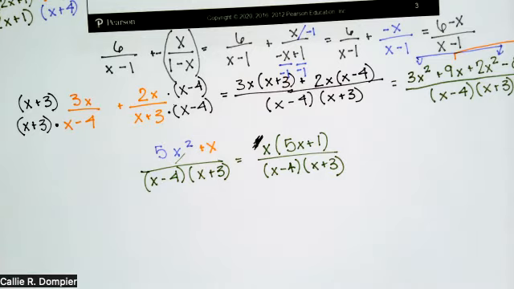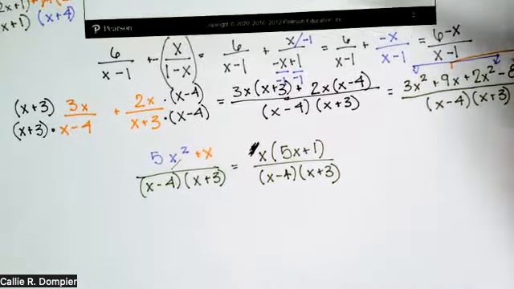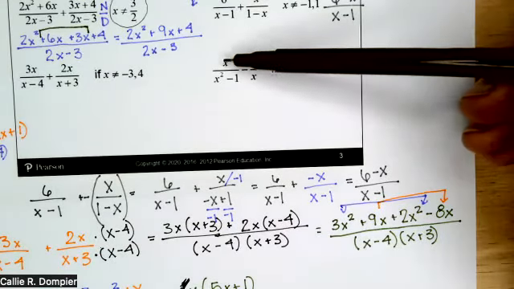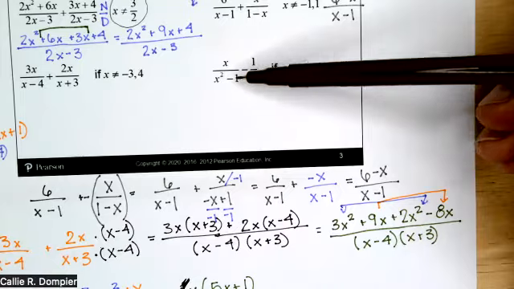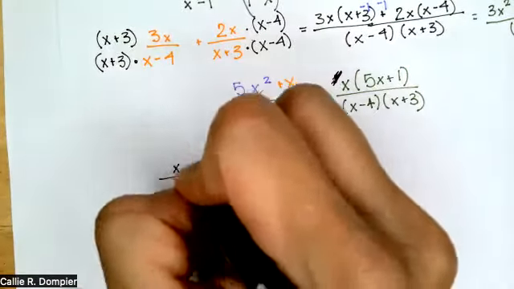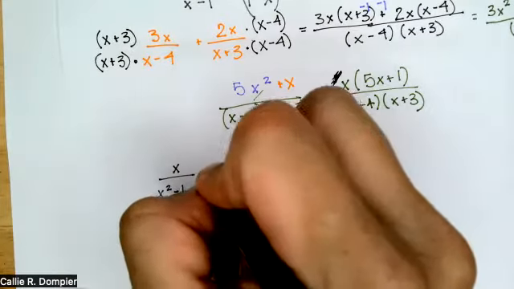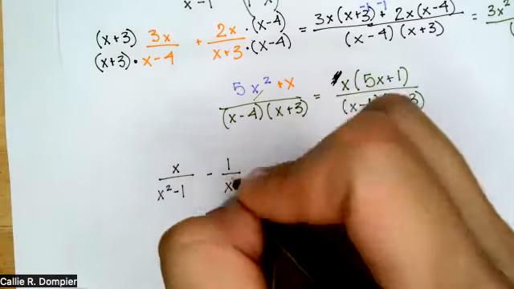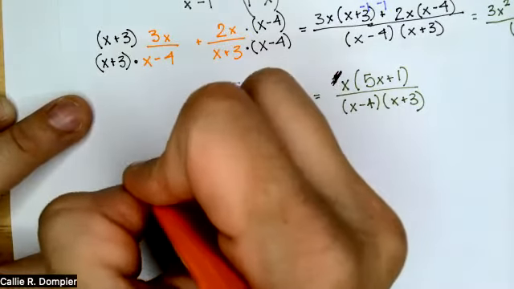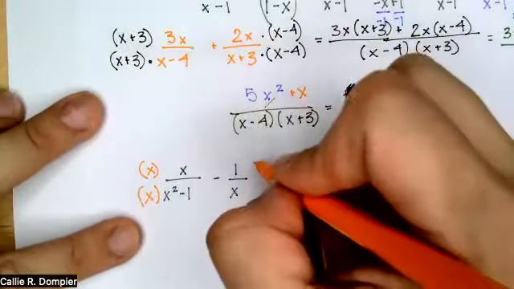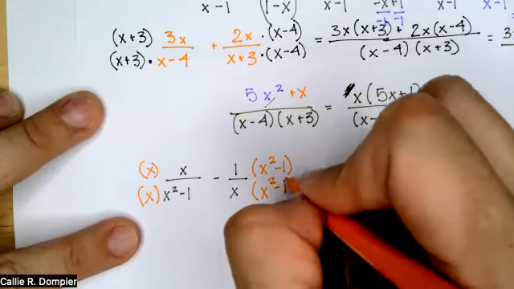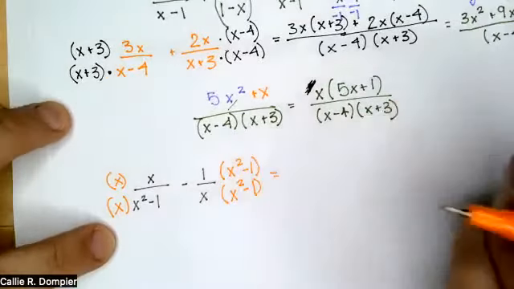And for the fourth one, again, I'm going to cross multiply. So I'm going to multiply x squared minus 1 times 1, and then x squared minus 1 times x. So we have x over x squared minus 1 over x. I need to cross multiply, so I'm going to multiply this fraction by x on the top and the bottom. I'm going to multiply this fraction by x squared minus 1. Good.